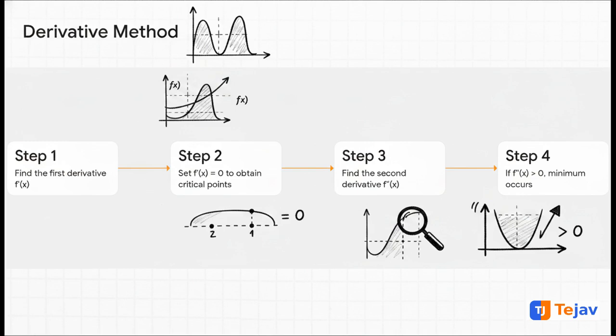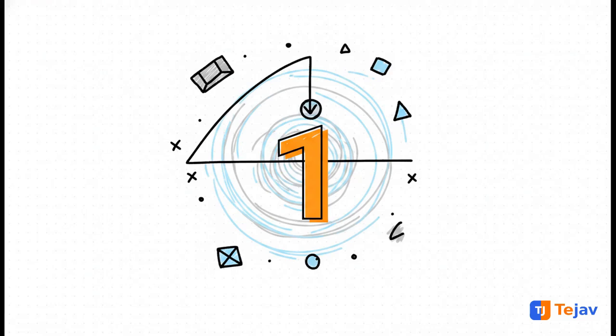Step 3, to figure out if it's a valley, a minimum, you find the second derivative. And Step 4, you plug your critical point into that second derivative. If the result is greater than 0, congratulations, you've officially found a minimum. And when you execute those steps flawlessly on an objective function, let's say the cost formula x squared minus 4x plus 5, setting the derivative to 0 gives you a critical point of x equals 2. Plug that back into your original function and you get this single, incredibly satisfying number, 1. That right there is your absolute minimum value.